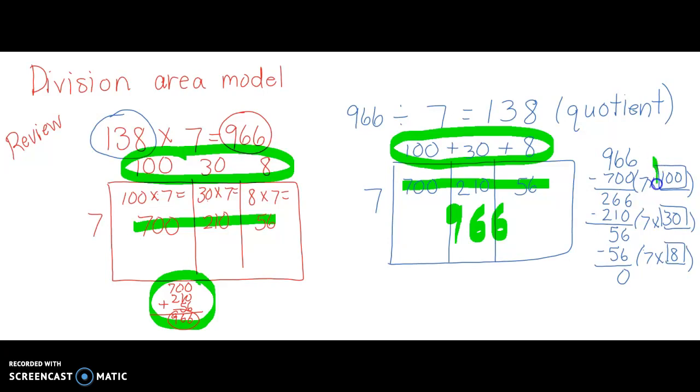And we see 138 is what we multiplied by 7 to equal 966. Now let's try another example. And let's not begin with the multiplication problem.